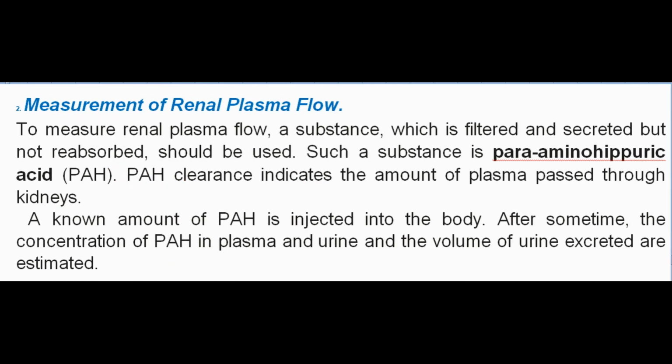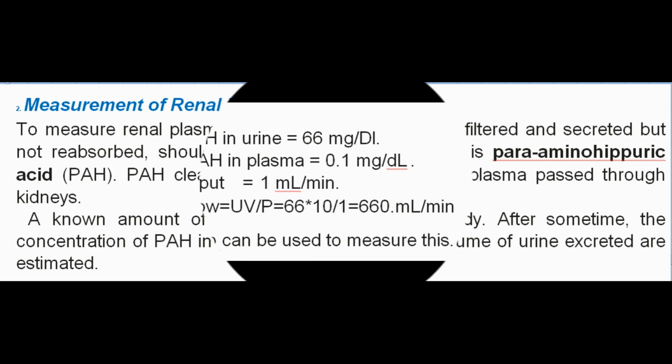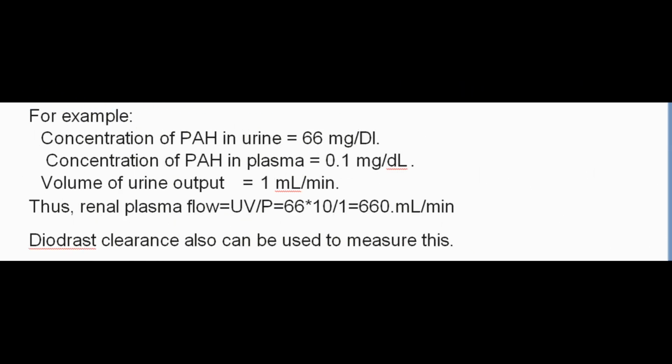Measurement of renal plasma flow. To measure renal plasma flow, a substance, which is filtered and secreted but not reabsorbed, should be used. Such a substance is para-aminohippuric acid, PAH. PAH clearance indicates the amount of plasma passed through kidneys. A known amount of PAH is injected into the body. After some time, the concentration of PAH in plasma and urine and the volume of urine excreted are estimated.